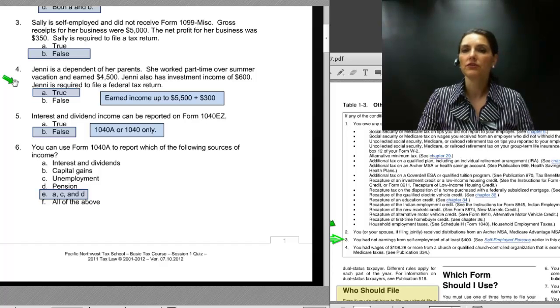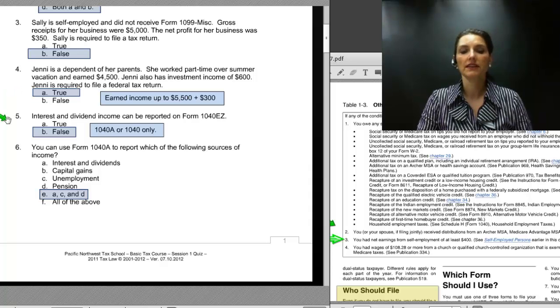Essentially, we are allowed to figure her standard deduction, and if her income is greater than her standard deduction, she is required to file. Her standard deduction is figured by taking her earned income up to $5,500 and adding $300. In this case, her earned income is $4,500. $4,500 plus $300 is less than her income of $4,500 plus $600. She is therefore required to file a return, and the answer is true.